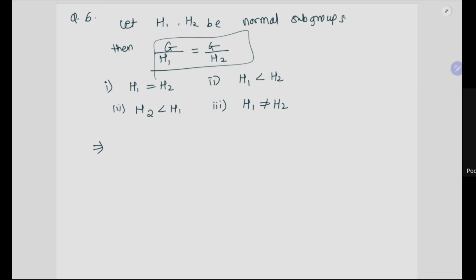Our initial intuition says the first option is right, but it is not generally true for non-abelian or non-cyclic groups. Why is it not true for non-abelian groups? Suppose it is a group of infinite order.